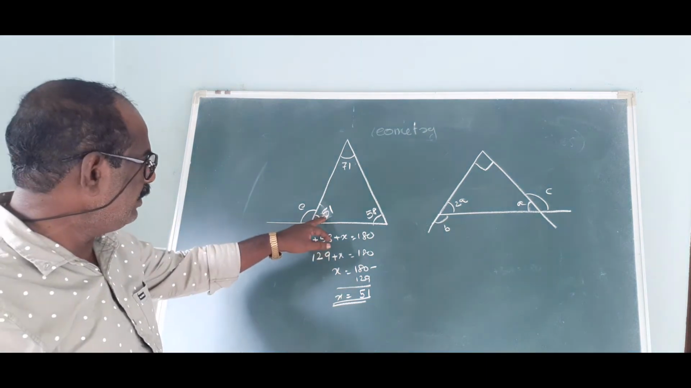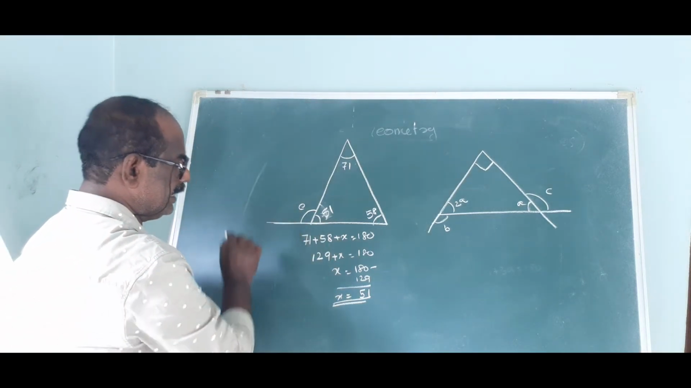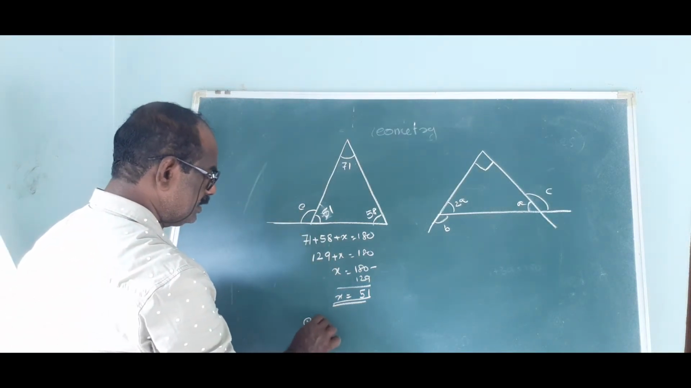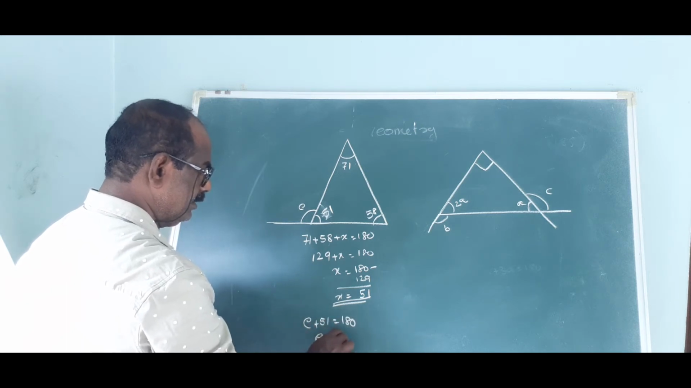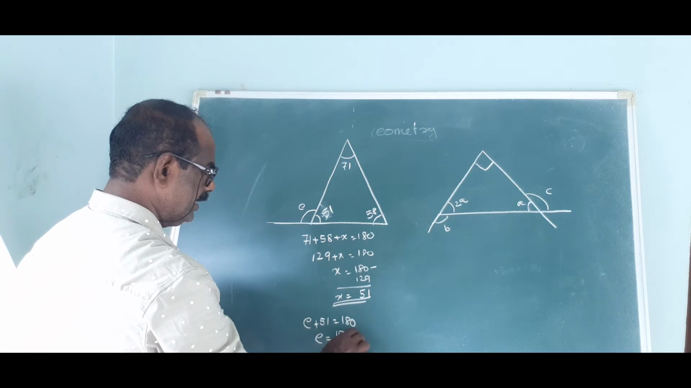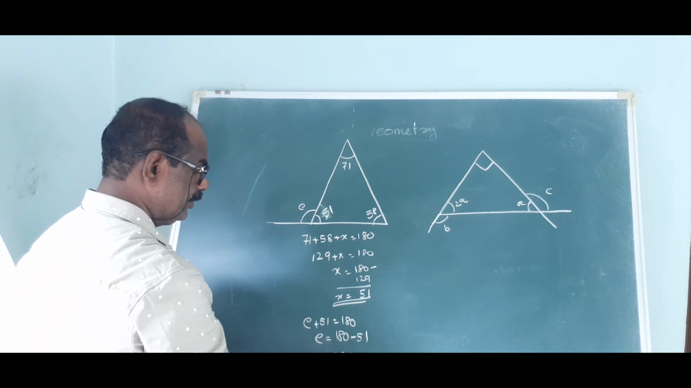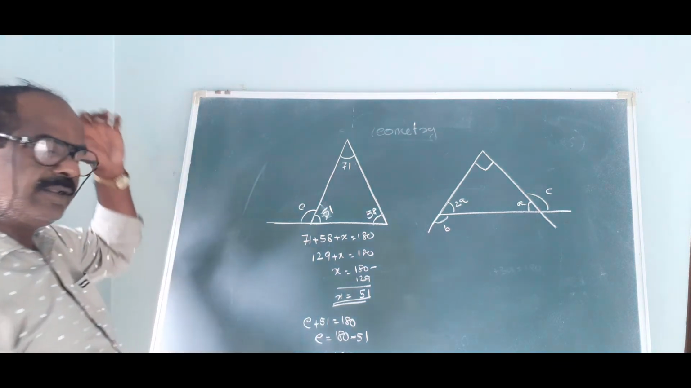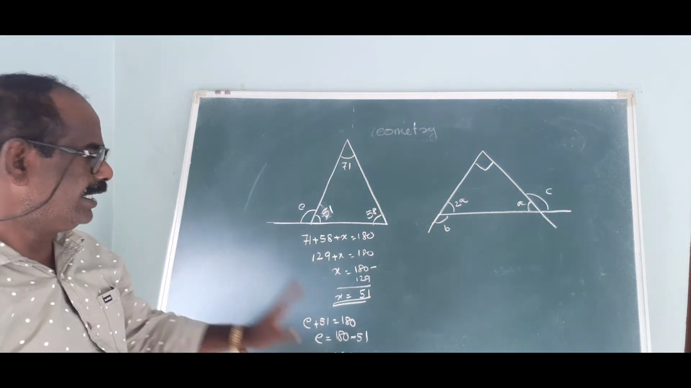So this is 51, then what is E? This is the linear pair, the straight line linear pair. E plus 51 is equal to again 190. Then what is E? 190 minus 51, that is equal to 129. The E is equal to 129.